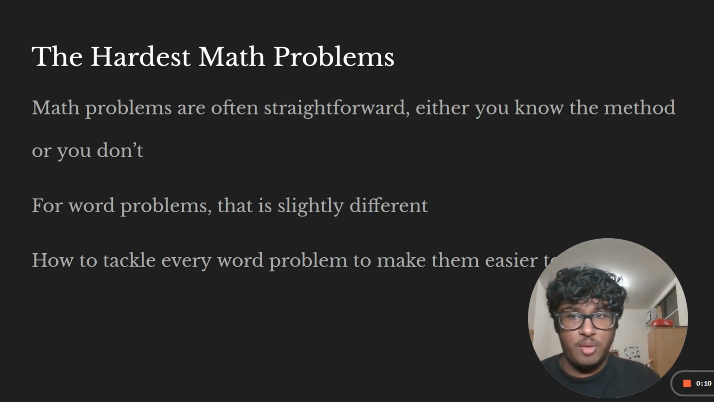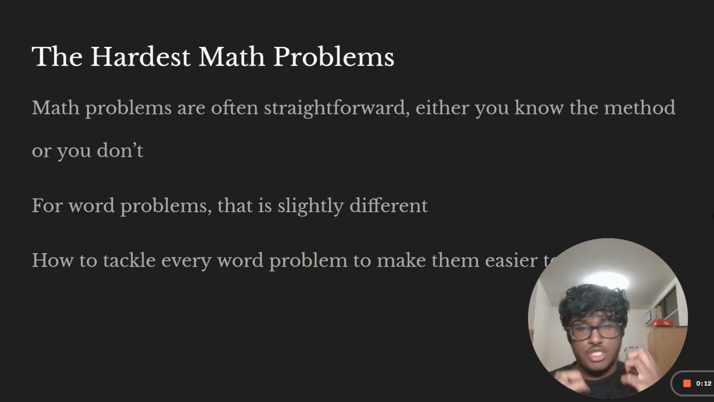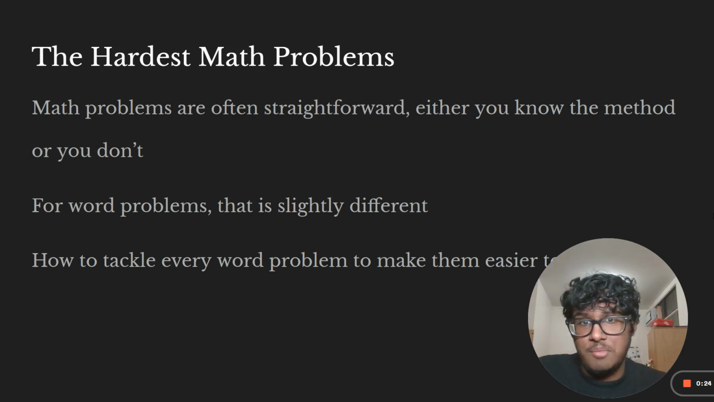The hardest math problems that you encounter are probably just the word problems, right? Math problems in the math SAT are typically very straightforward. Like, you either know them or you don't know them, right? That's the thing. You either know how to solve them or you don't, but for word problems, that's not the case.